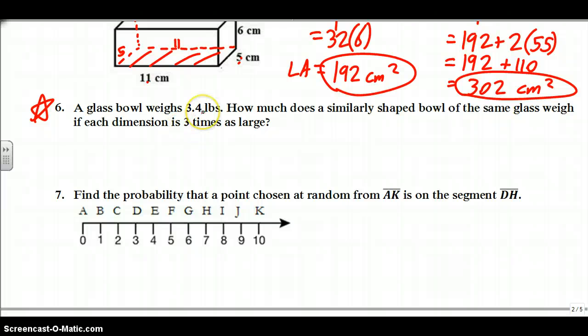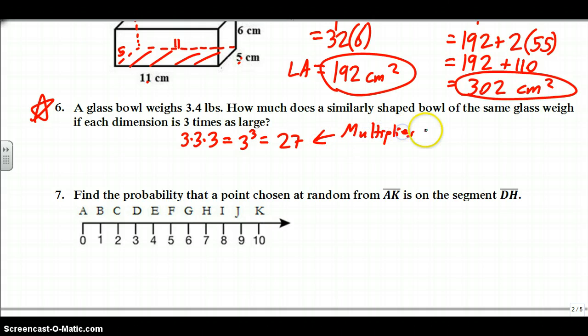Okay. Every dimension is 3 times as large. Its height, its width, its radius, everything. So how does that change the volume? Well, it actually impacts the volume by 3 cubed times. So it actually multiplies the volume by 27. Multiplies the weight by that much.